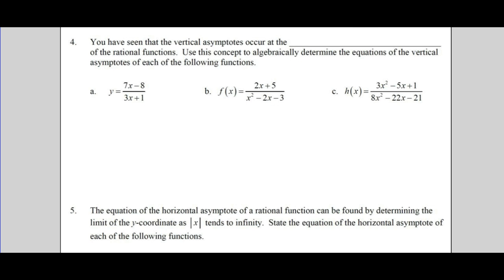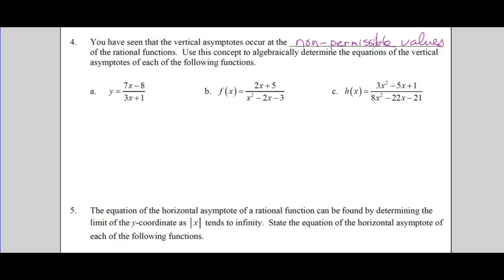You have seen that the vertical asymptotes occur at the blank of the rational functions. Which blank? We're going to go with the non-permissible. I wouldn't have guessed it either. I had to look. It's the non-permissible. It's like a big blank, though, right? The non-permissible values. I'm always looking at restrictions more than non-permissible values, right?